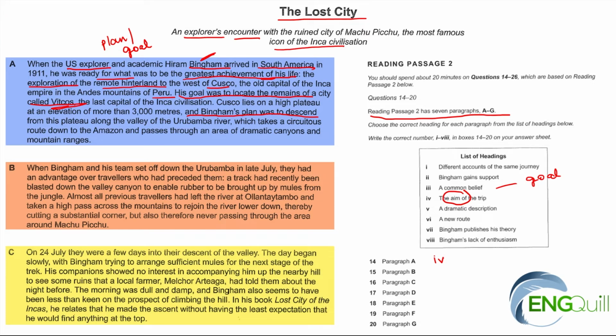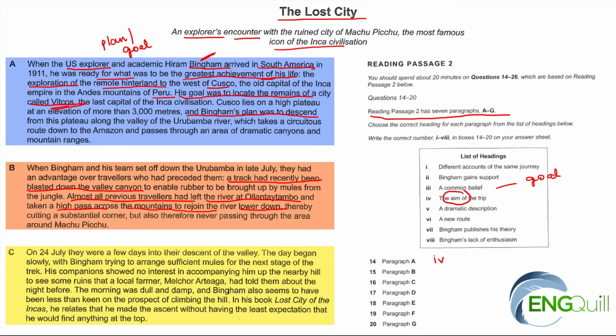So let's see. We will highlight the keywords here. When he and his team set off down this, they had an advantage over travelers who had preceded them. A track had recently been blasted down the valley to enable something, and almost all previous travelers had left this river, and taken a high pass across the mountains to rejoin the river lower down. All right, so when you are reading this particular passage, what does it talk about?